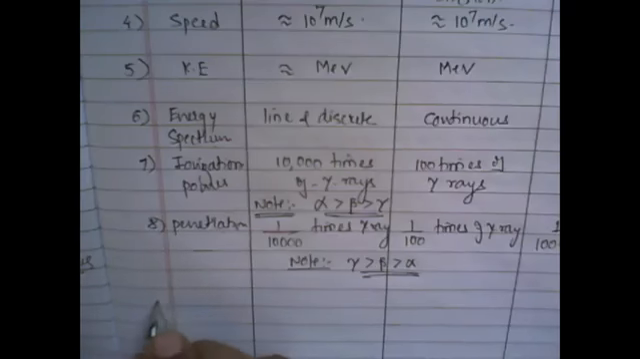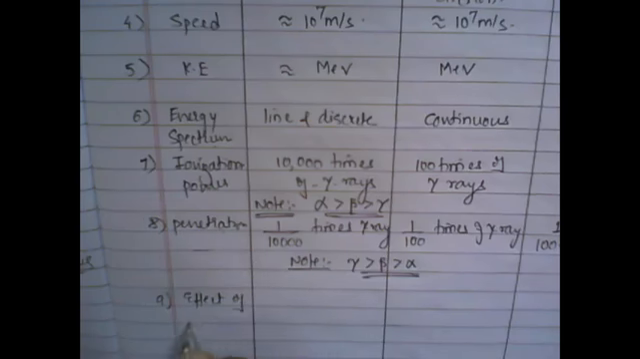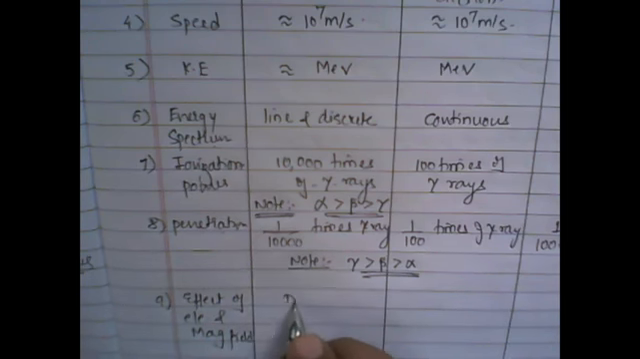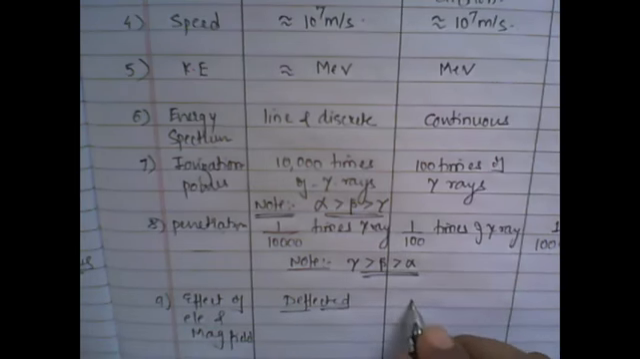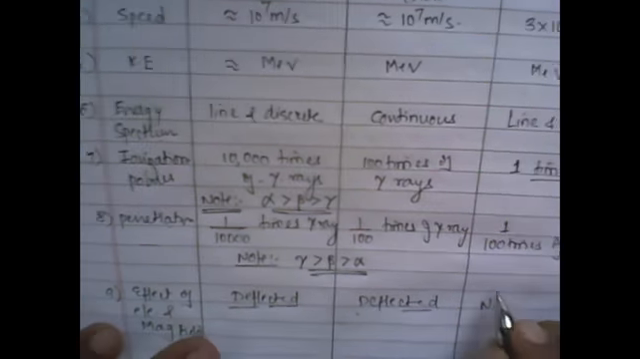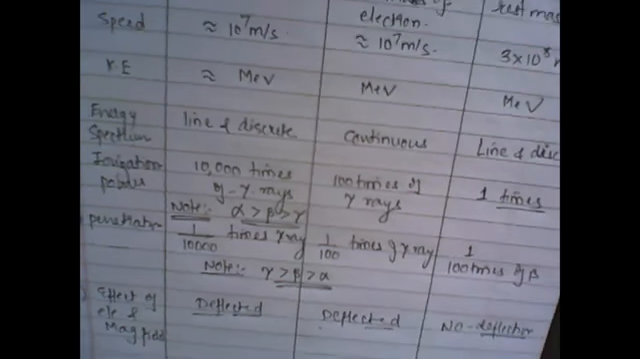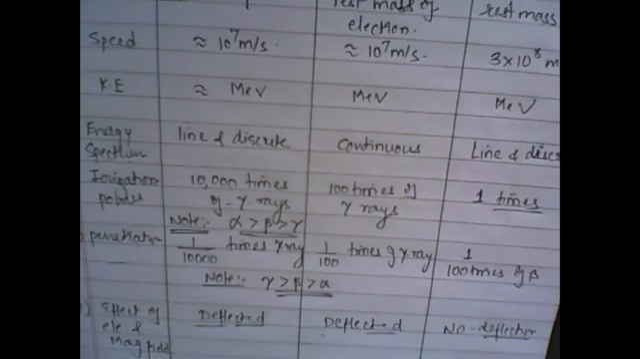Then the next point is the effect of electric and magnetic field. As we have seen in the Rutherford experiment, alpha particles are deflected towards the negative plate. Beta particles are deflected towards the positive plate, and in gamma there is no deflection seen as there is no charge on them. So these are the properties. I hope you all understood the properties of alpha, beta and gamma rays.